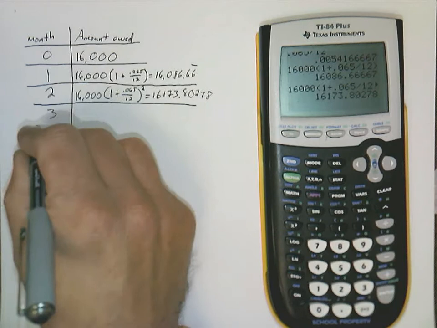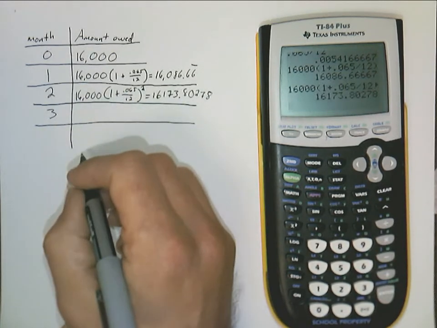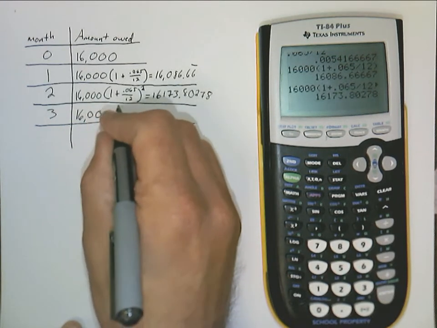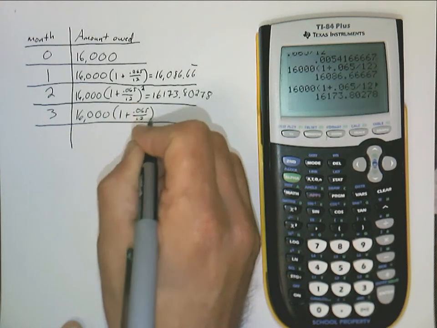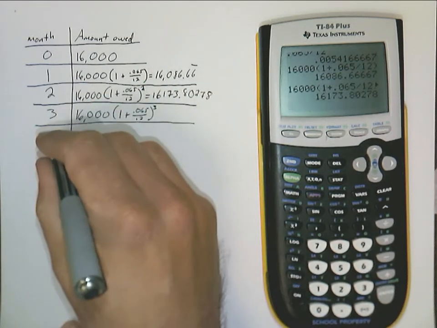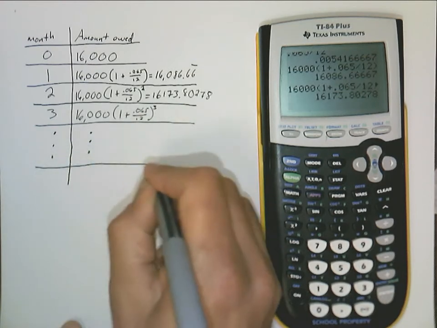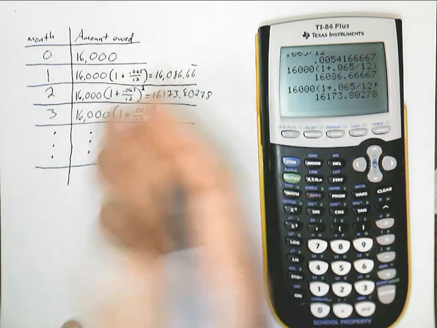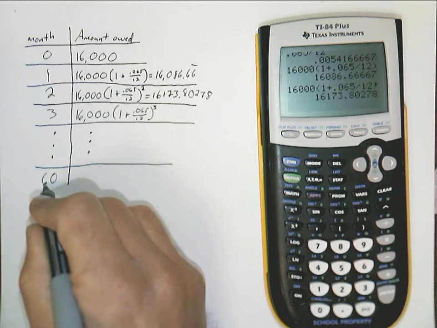So after the third month, we're going to take this new amount and multiply it by another factor of 1 plus 0.065 divided by 12. Or this is going to be 16,000 times 1 plus 0.065 over 12 to the power 3. And hopefully you see the pattern here, because this is just going to continue on and keep doing the same thing. So we don't really even need these intermediate calculations here, because we're going to have to do this for all 60 months within those 5 years, which are the term of the loan.